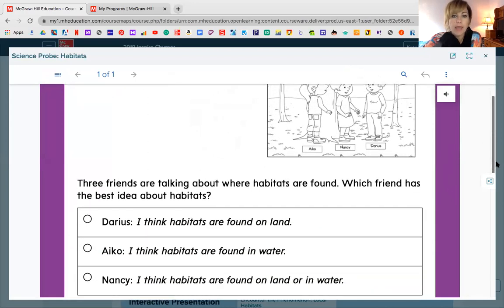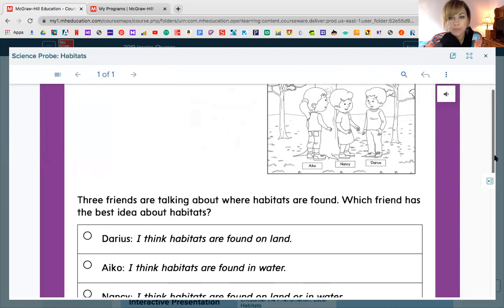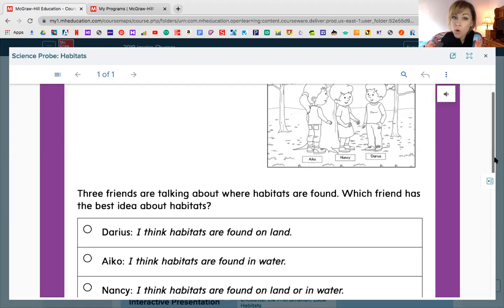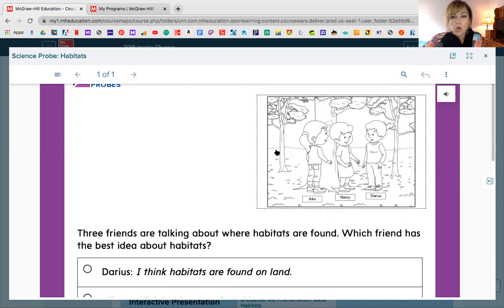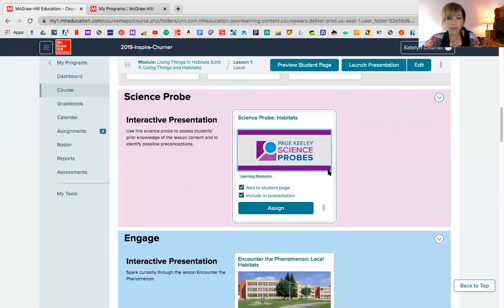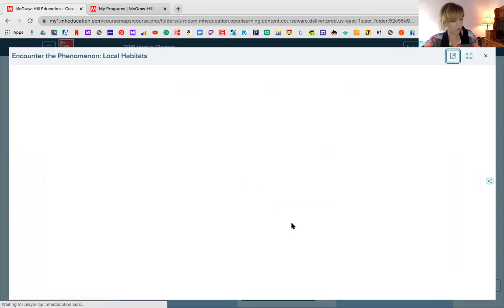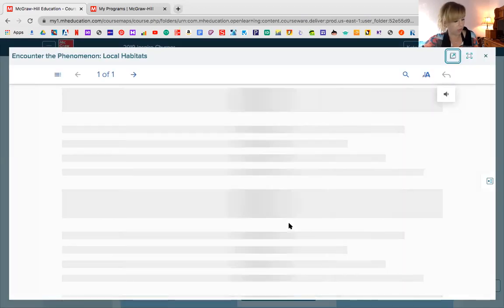Darius says, I think habitats are found on land. Aiko, I believe her name is Aiko, says, I think habitats are found in water. And Nancy says, I think habitats are found on land or in water. So one of them says just land, another says water, and one says possibly both. Go ahead. Hopefully you already made your prediction. I have my prediction in mind, and we're going to go straight into our phenomenon for the week.